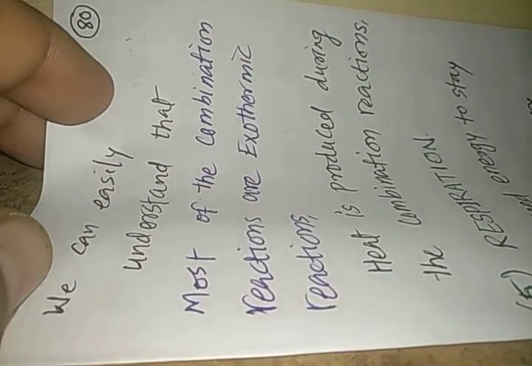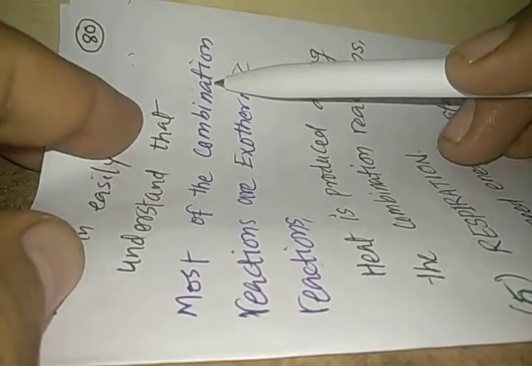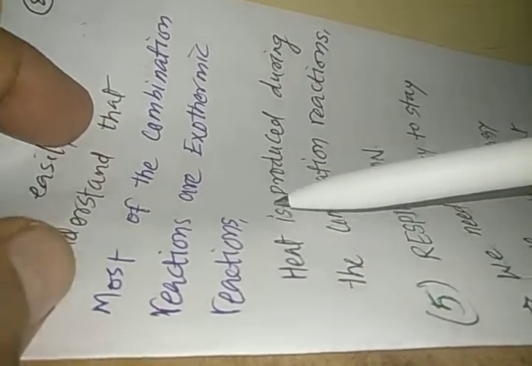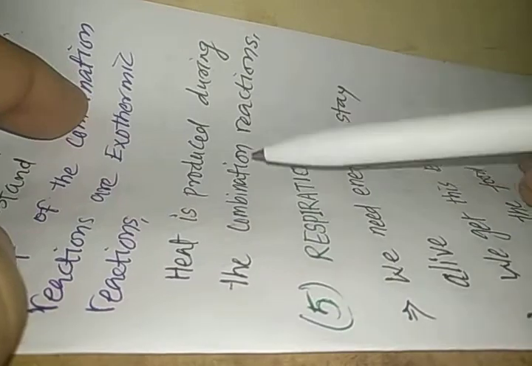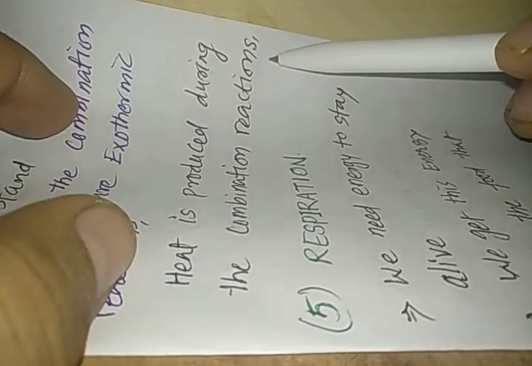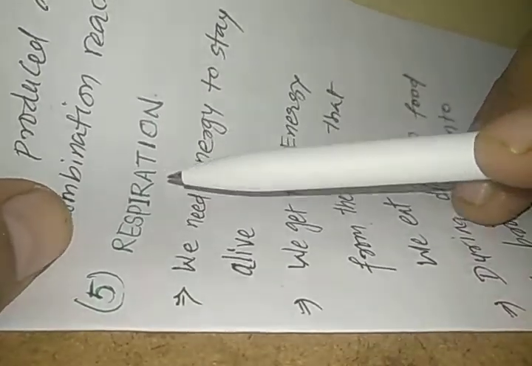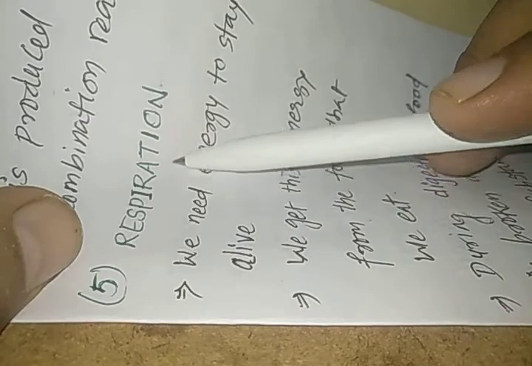We can easily understand that most of the combination reactions are exothermic reactions. Heat is produced during the combination reactions. Now we should look at the fifth example of an exothermic reaction, which is known as respiration.